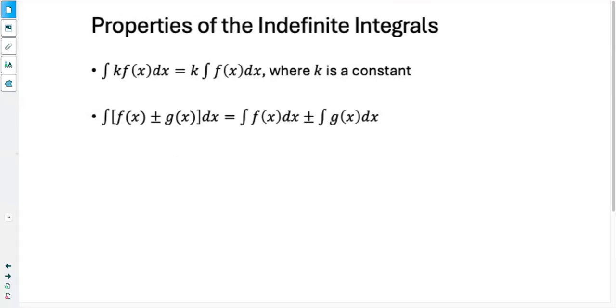Okay, properties of indefinite integrals. If we have the integral of a constant times a function f of x dx, then that's the same as if we factor out that constant and take the integral of f of x. Same as if we have the integral of two functions adding or subtracting together, we can break that up and say it's the integral of one function plus or minus the integral of the other function, depending on whether we're adding or subtracting.